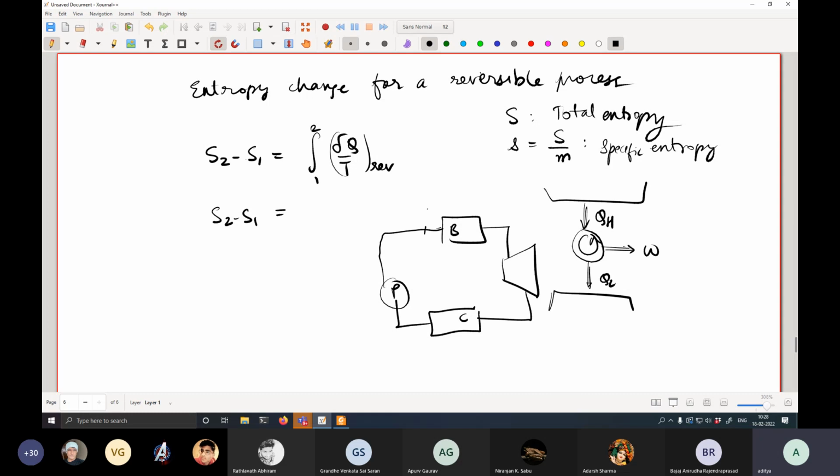Okay, so in going from 1 to 2, what is S2 minus S1? It is going to be equal to QH over TH. S2 minus S1 is going to be equal to QH over TH. And this is 3, this is 4. What is S4 minus S3? It's going to be QL over TL.